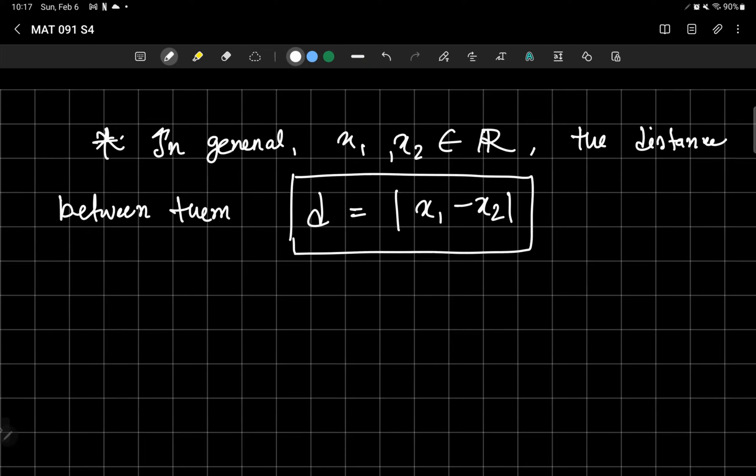Now I want to give you an exercise, and it's pretty simple. Again, these exercises are ungraded.